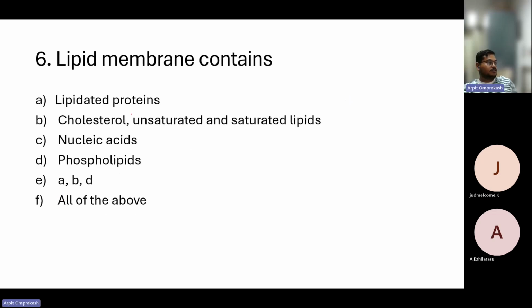Lipid membrane contains A, lipidated proteins, yes. B, cholesterol, unsaturated and saturated lipids, yes. C, nucleic acids. Lipid membrane does not contain nucleic acids. D, phospholipids. That is true. So all of the above will be false, and the answer here will be E, A, B, D.